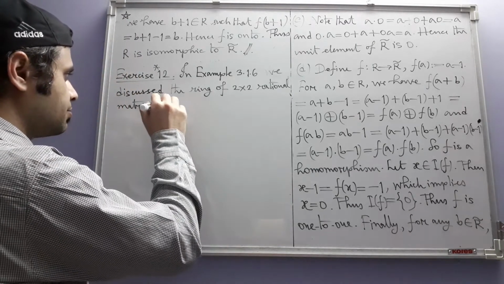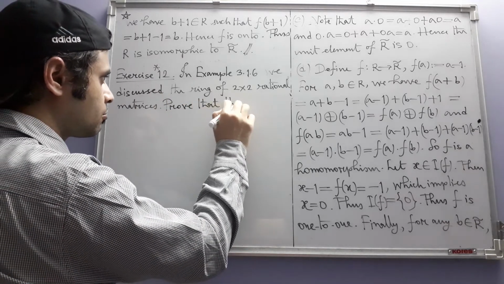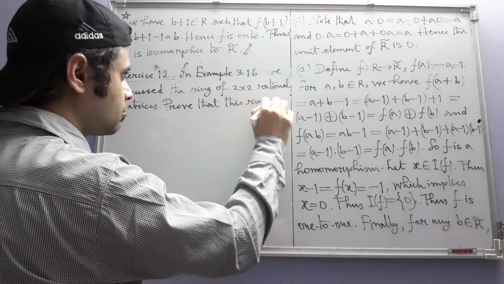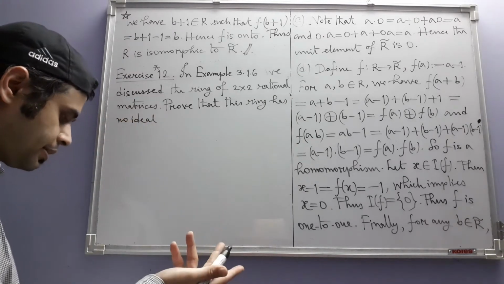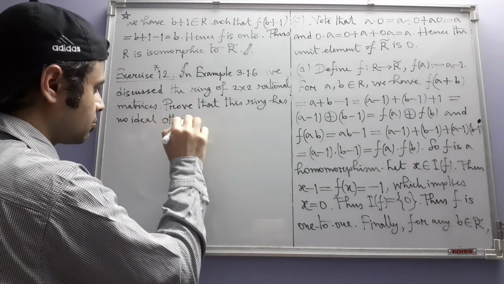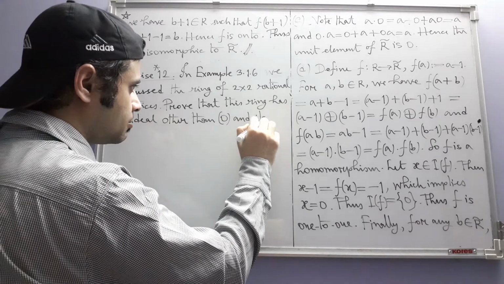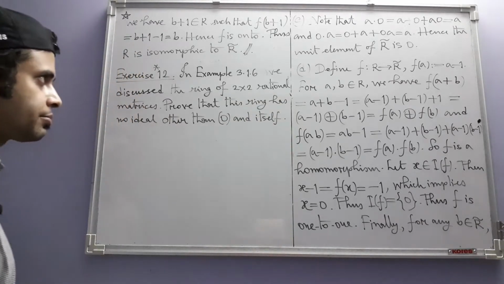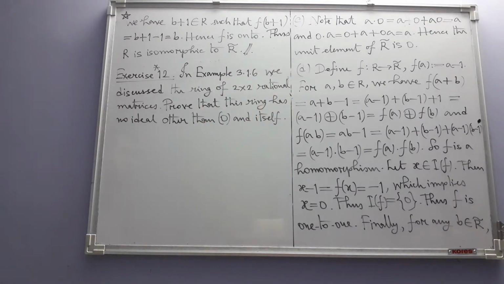Prove that this ring has no ideal other than the 0 ideal and itself. So we are now given a non-commutative ring, a matrix ring, in which we have to show that the only two ideals are the trivial ideals.